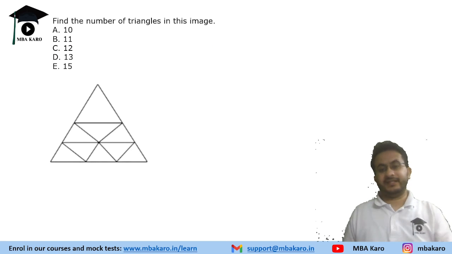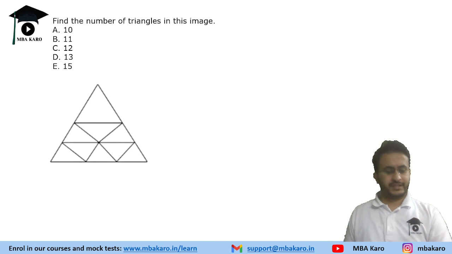Find the number of triangles in this image. Now this is a tricky question. Tricky because some of you might have made one mistake, which I will discuss here.